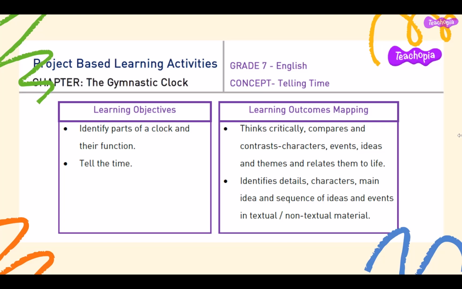The learning outcomes are: thinks critically, compares and contrasts characters, events, ideas and themes and relates them to life. Identifies details, characters, main idea and sequence of ideas and events in textual or non-textual material.